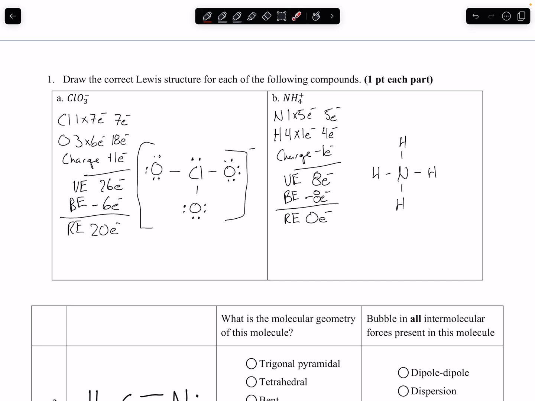And all of my hydrogens, they're good. They've got 1 bond. My nitrogen has 4 bonds, which is 8 electrons. We'll put that in brackets and give it a positive charge.